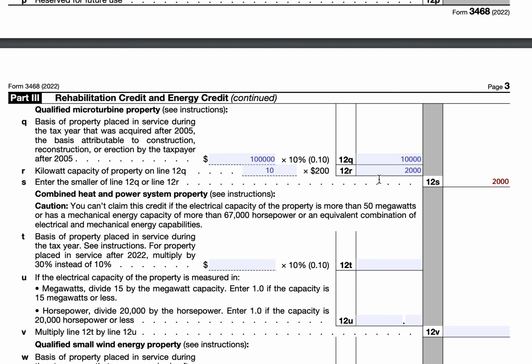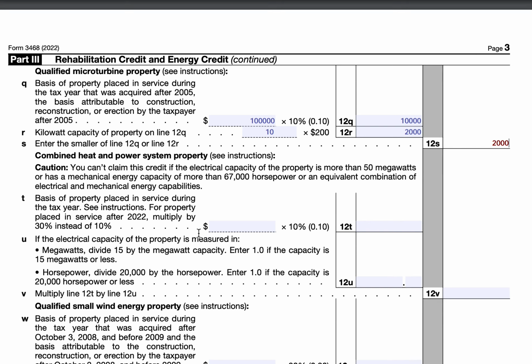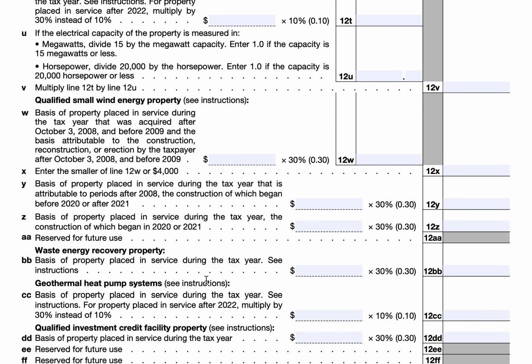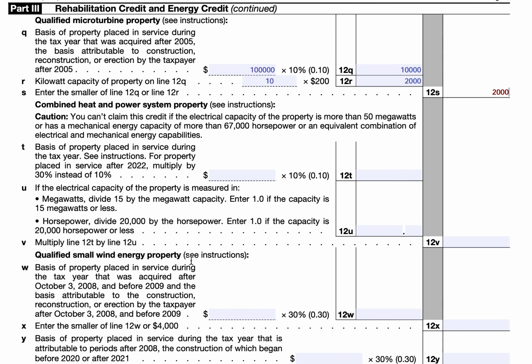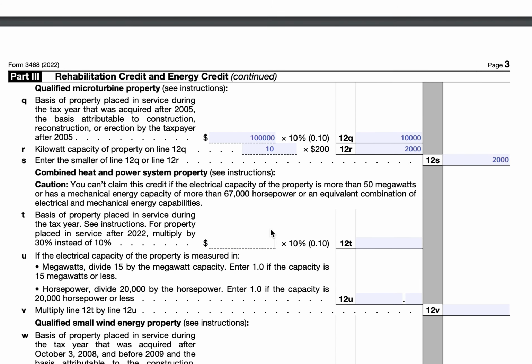So you cannot take a tax credit for both the combined heat and power system property and waste energy recovery property for the same piece of property. So in this example, we'll pretend that the example we're using here for line 12S through 12V is going to be different from the property we place into service under 12BB. Okay, so we'll put $100,000 here, which is $10,000 over here after the calculation. And then we're going to just say that we have, I don't know, 60,000 horsepower.